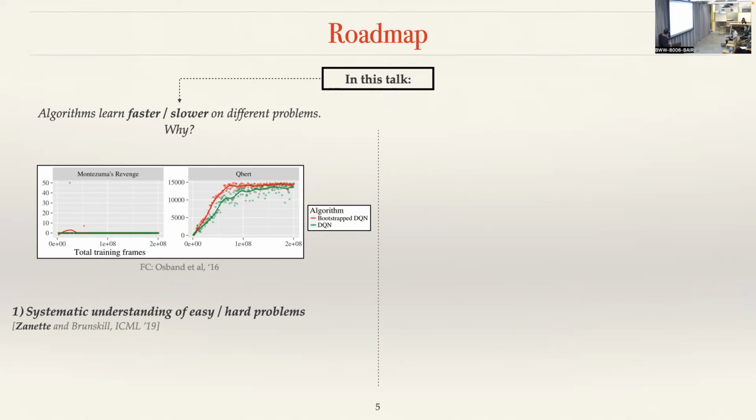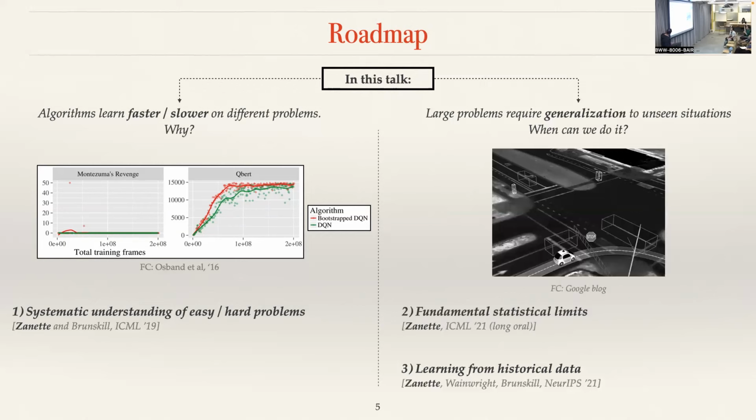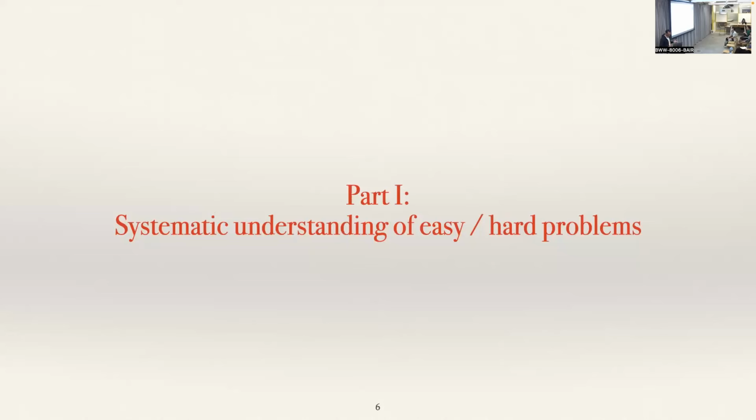One is about trying to understand what reinforcement learning problems are easy and hard, and whether we can learn faster on easier problems. And then I will focus on understanding the interplay between RL algorithms and function approximation, so the issue of generalization. I will talk briefly about statistical limits, what you cannot do with reinforcement learning algorithms, and also briefly about offline reinforcement learning.